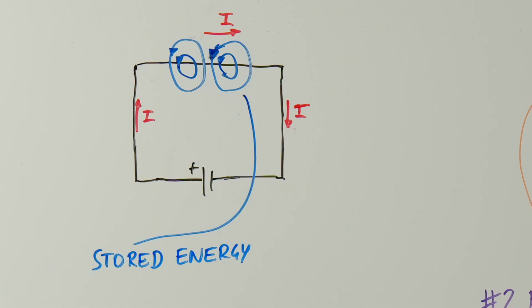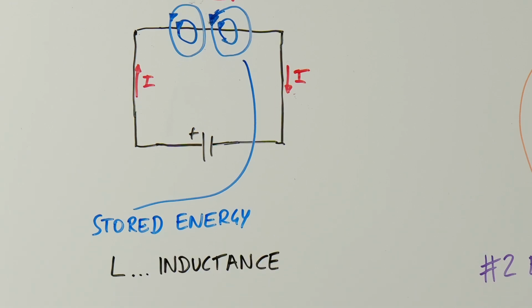We characterize the ability of the wire or any conductor to store energy in the form of a magnetic field by a property called inductance, denoted as L and measured in Henrys, H. Inductance is a measure of how effectively a conductor can store magnetic energy for a given current. It depends on factors such as the shape of the conductor, the number of turns in a coil, and the presence of a magnetic core.